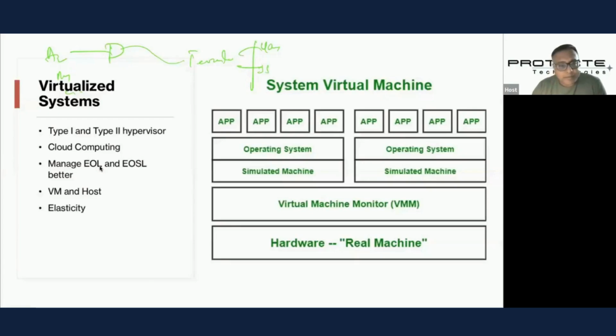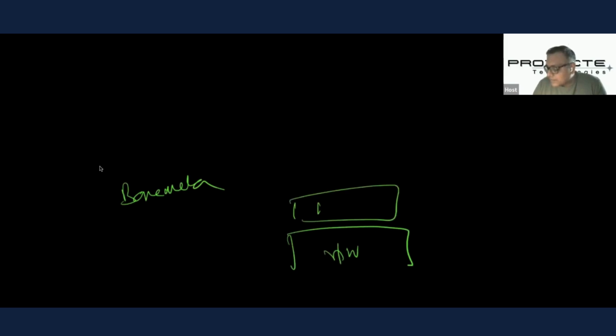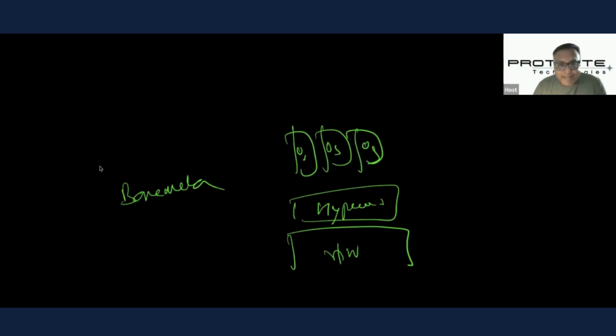Now there are two kinds of hypervisors: type 1 and type 2. What is type 1? Type 1 is called bare metal, wherein on top of the hardware sits the hypervisor, and then on top of it you can have multiple operating systems. This gives you better control because you have direct access to the hypervisor and the hardware.